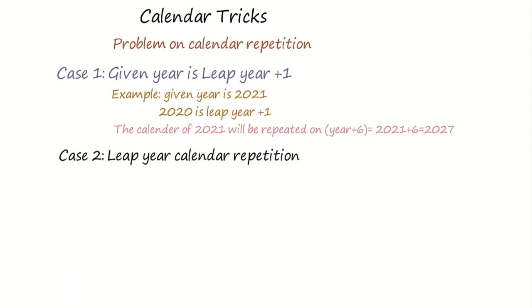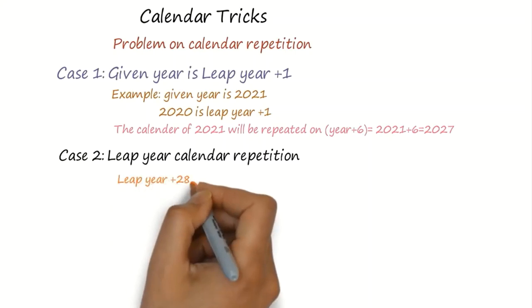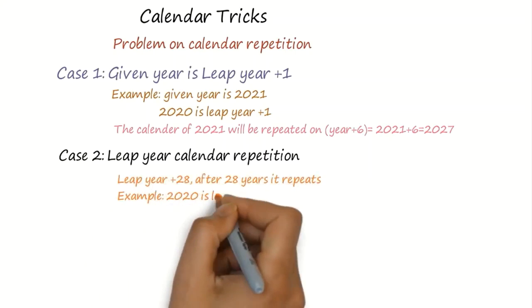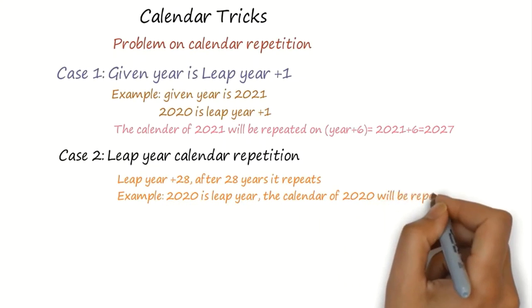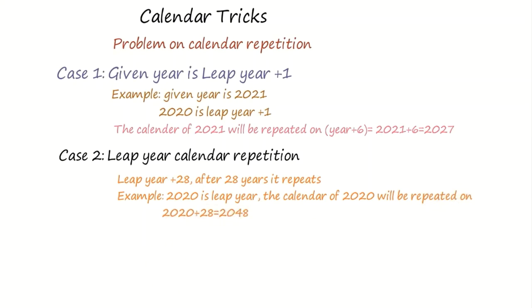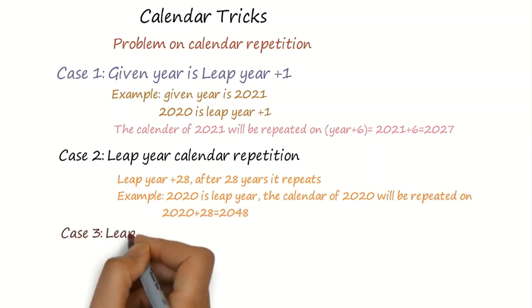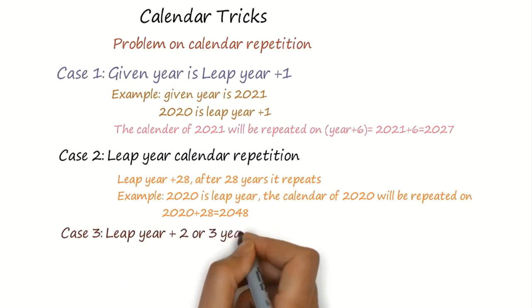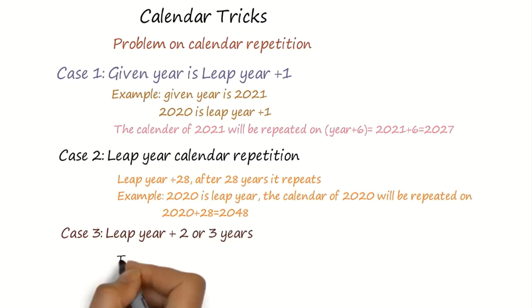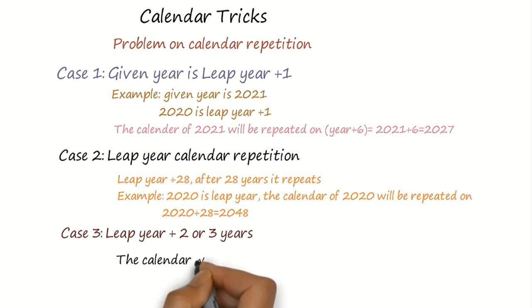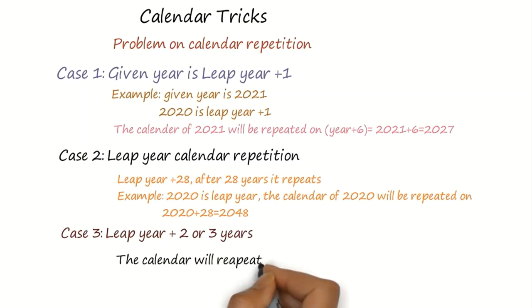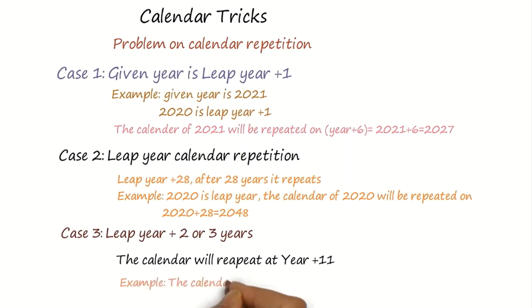Now case 2. Leap year calendar repeats after 28 years. So for an example, the 2020 calendar will be repeated in 2020 plus 28, that is 2048. Now case 3, if the given year is leap year plus 2 or plus 3, then the calendar will be repeated after 11 years. So for an example, 2022, which is leap year plus 2, will be repeated in 2022 plus 11, which is 2033.